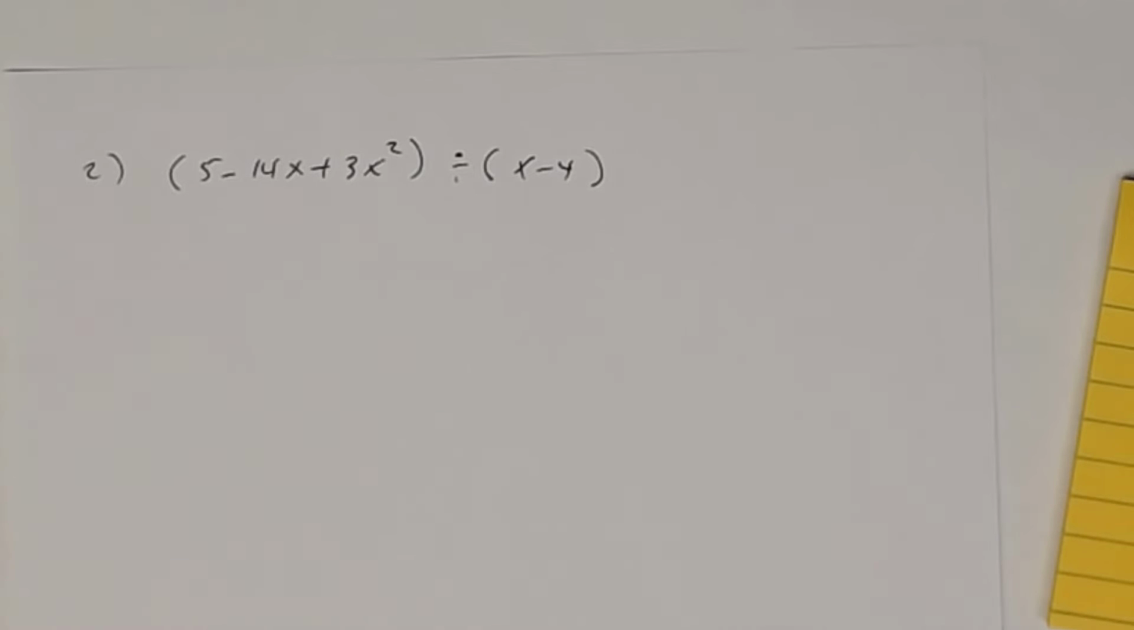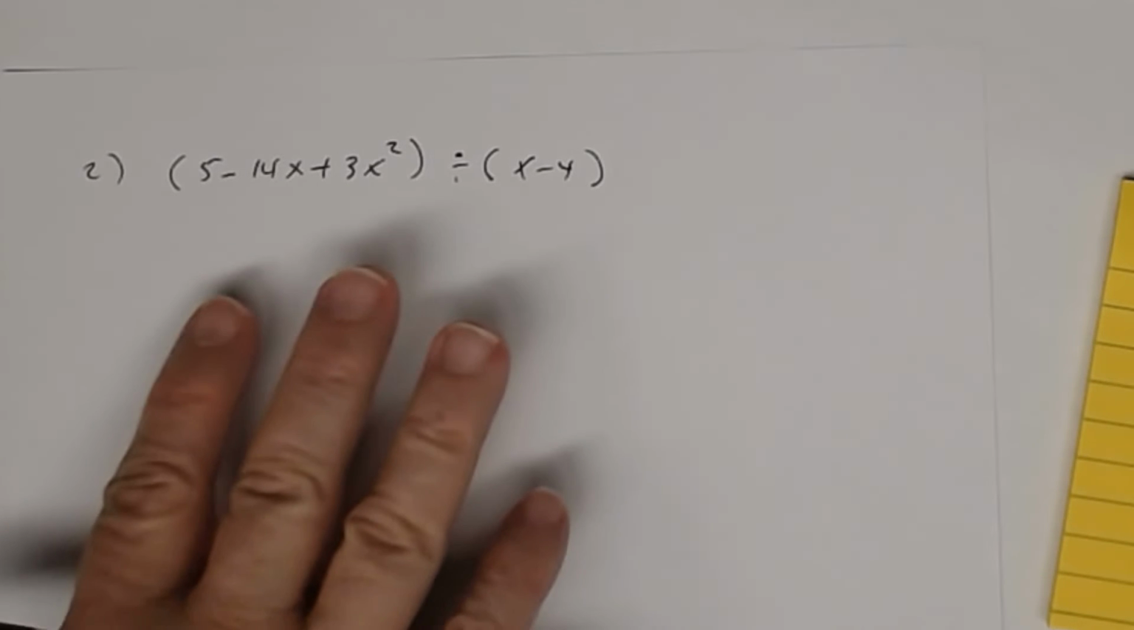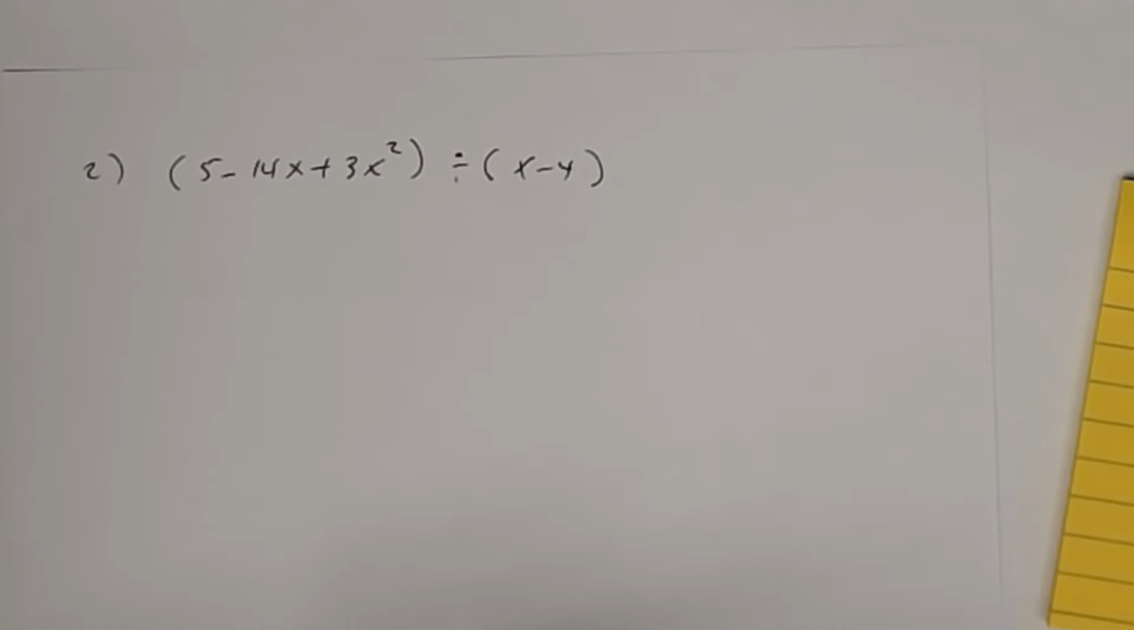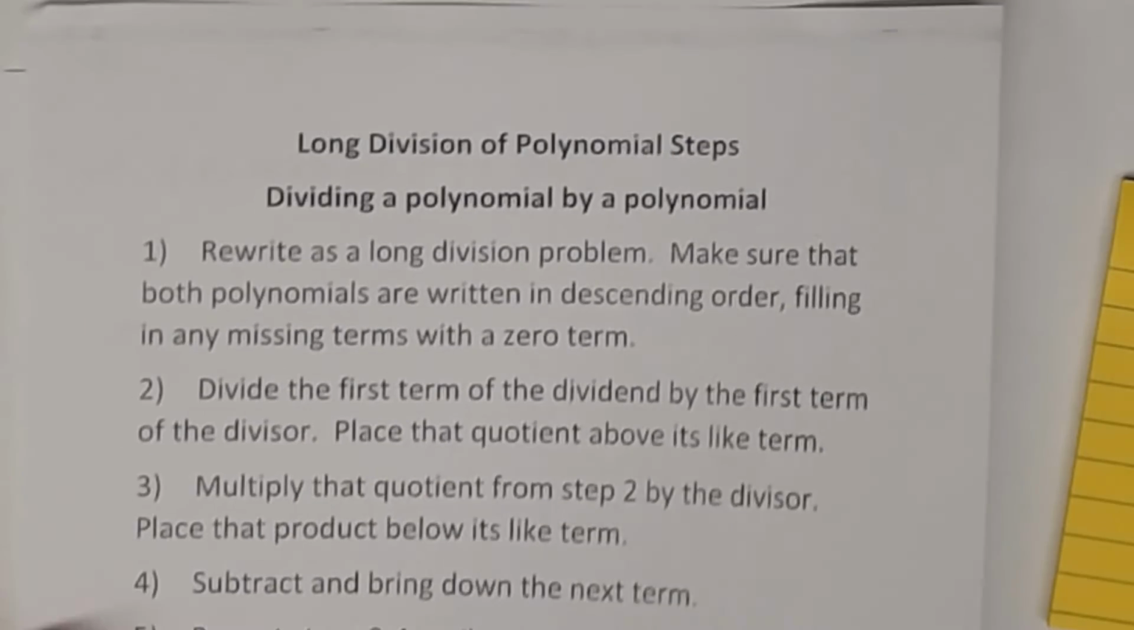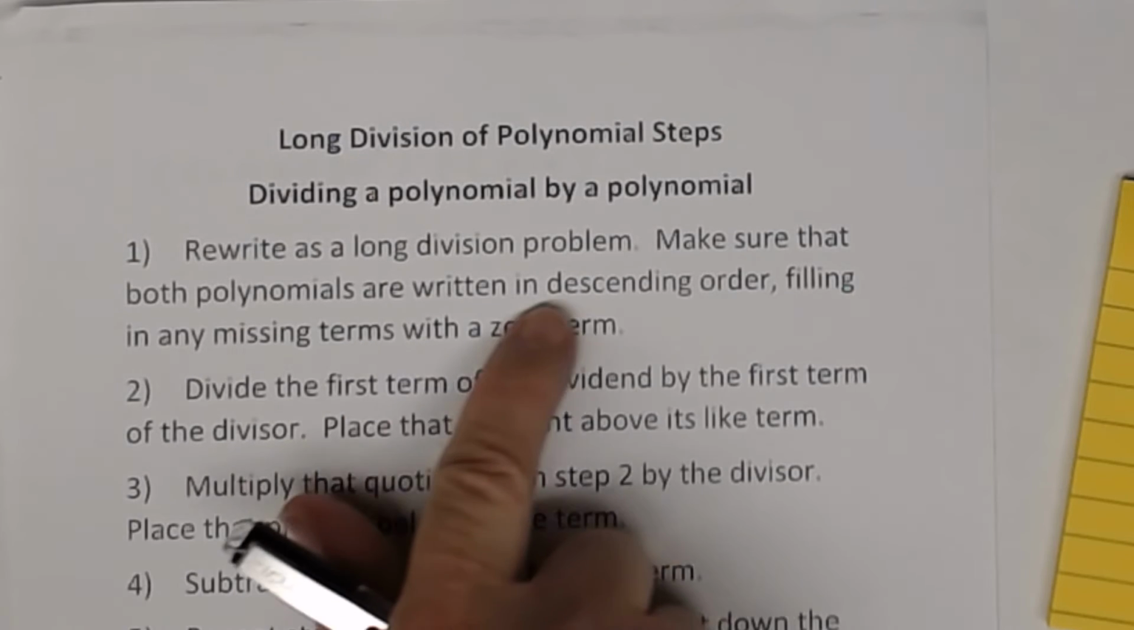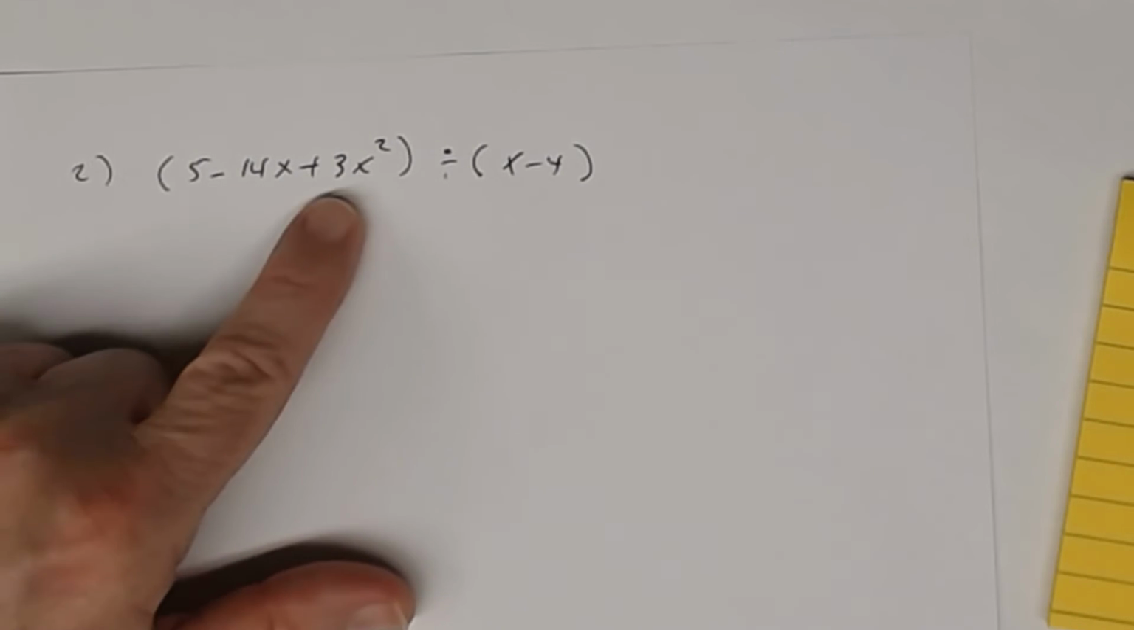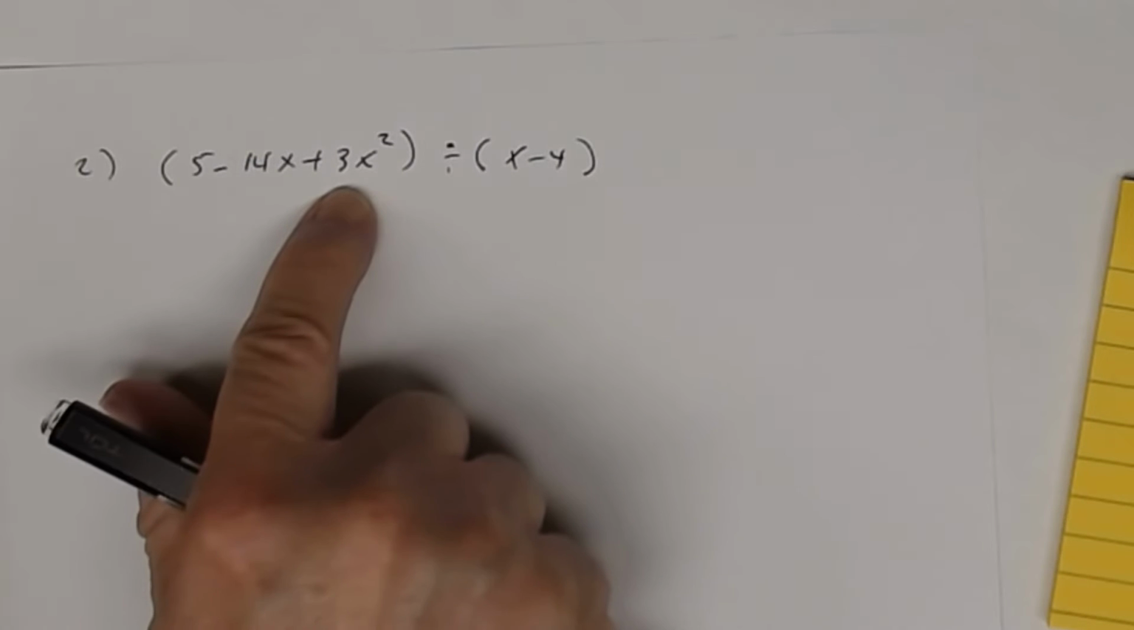So remember step 1, and there are no missing terms here for us. There are no missing terms. You will see them next semester. But the first thing you have to do, remember, is to make sure it's in descending order. So we have to rewrite that quadratic polynomial in descending order.